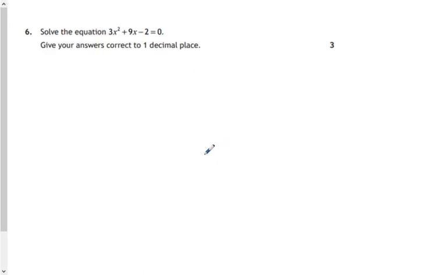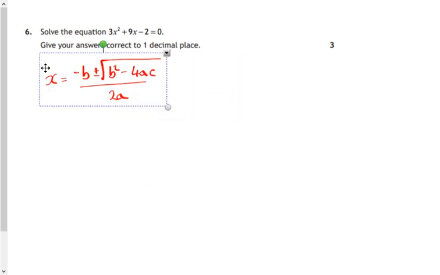Question 6. Solve the equation 3x squared plus 9x minus 2 is equal to 0, giving your answer correct to 1 decimal place. Your clue here, giving your answer correct to 1 decimal place, should tell you that we're going to use the quadratic formula. x equals negative b plus or minus the square root of b squared minus 4ac, over 2a. Now that is on the formula sheet, I just forgot to put it on this page, but when I learned it, we had to memorize it.